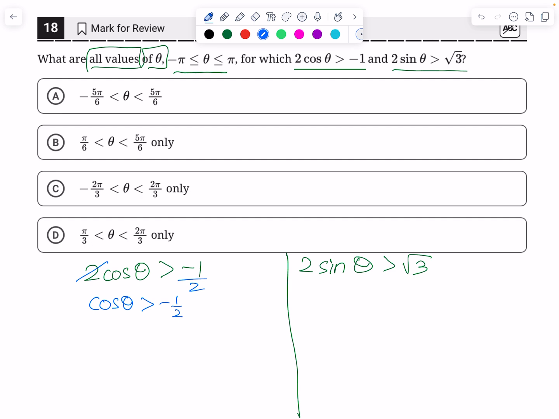So what angle of cosine will make it negative half? Well, forget about the negative. I'll just think of half. Well, we know that cosine 60 degrees is half, and 60 in radian format is pi over 3, because 3 times 60 is 180. Okay, but this is not necessarily our answer. We're going to put this to the side as a guidance.